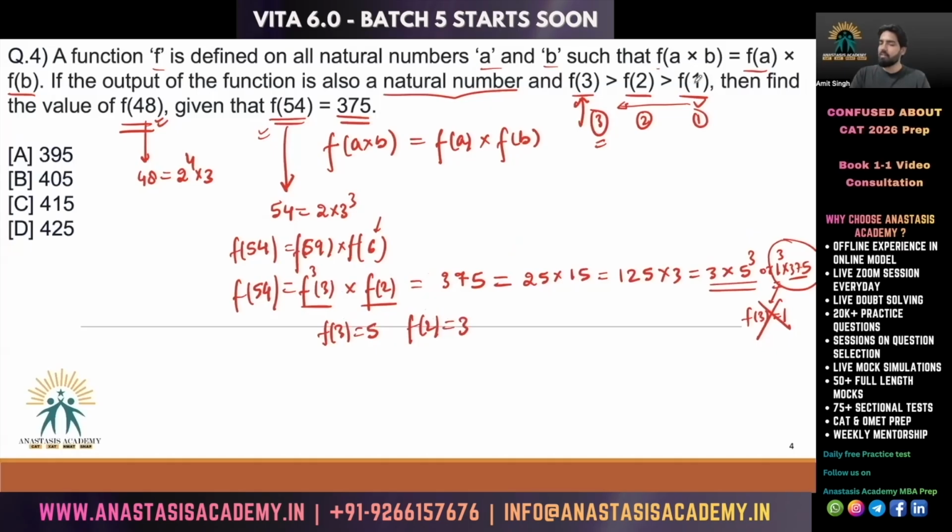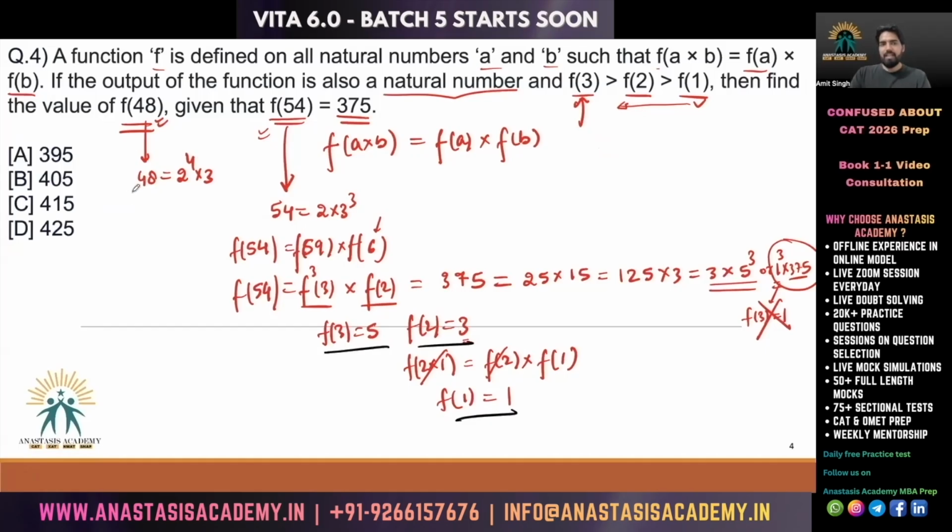Now I need to find the value of f of 1, right? I have f of 2 as 3, and I can write it as 2 into 1, which would be f of 2 into f of 1. Can you see f of 2 is not equal to 0? So I can cancel these out and I get f of 1 as 1. So I'm getting the value of f1 as 1, f of 2 as 3, f of 3 as 5.